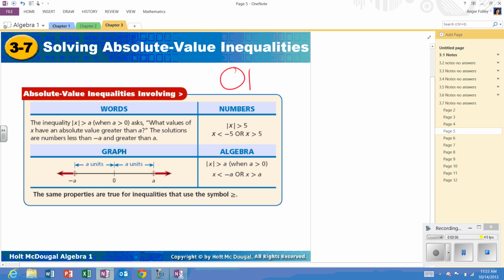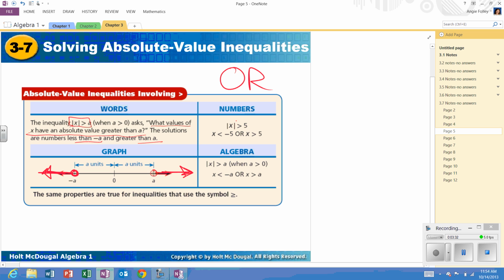If I have my or inequalities, this is when it says the absolute value of x is greater than some number a, where a has to be something bigger than 0. They're saying what values of x have an absolute value greater than a. And the solutions are any numbers that are less than -a or greater than +a. So this is where we would have that union where we have things that are separate on one side and things that are separate on the other side. So let's think about this.